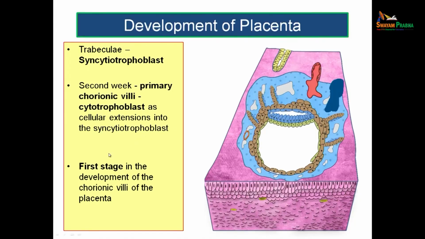Primary chorionic villi means from the cytotrophoblast, you have cellular extensions into the syncytial trophoblast. That is, cellular extensions coming from the cytotrophoblast will be invading through the trabeculae, and that is known as a primary chorionic villus. So, a primary chorionic villus will be having the cytotrophoblast in the middle covered by the syncytial trophoblast in the outer region. These primary chorionic villi will be seen all round the implanted blastocyst, and this is said to be the first stage in the development of the chorionic villi of the placenta.